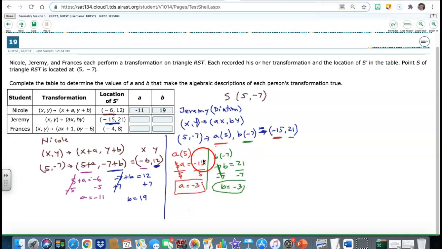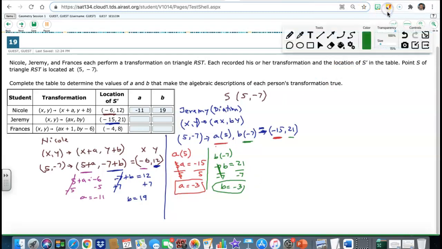So I have already, let's plug it in. So I have negative 3, which is a dilation. Alright? It's a dilation by negative 3. Okay.